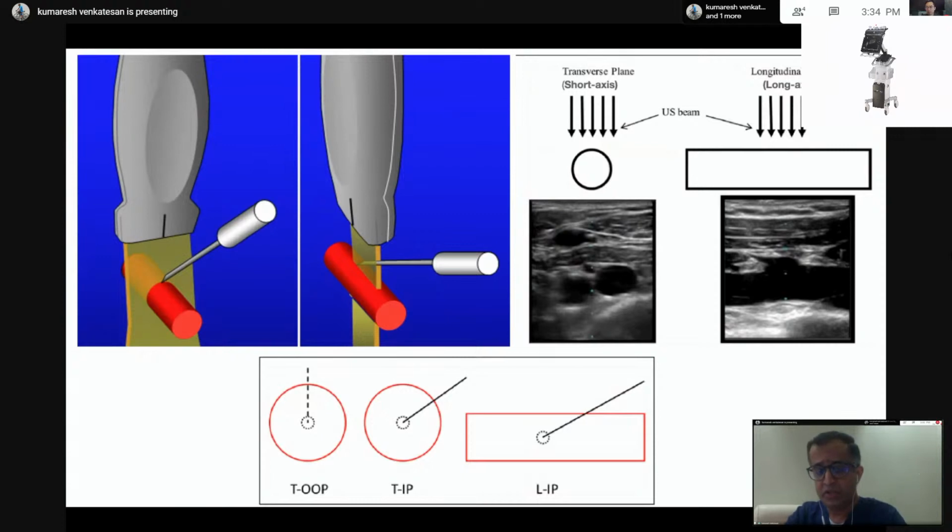How do you needle this? Again, it depends on the short axis or long axis. In the short axis, the commonly used method is the out of plane needling technique, and for long axis, you use the in plane needling technique. There is a third technique which I'll talk about in the later slides.